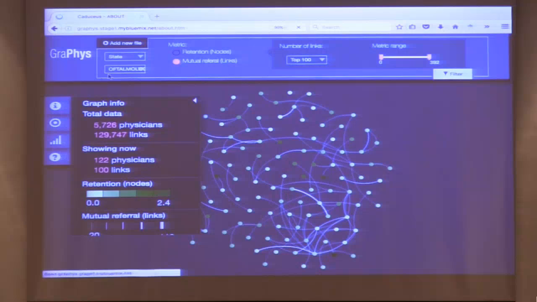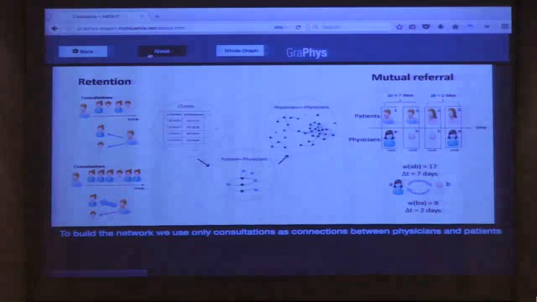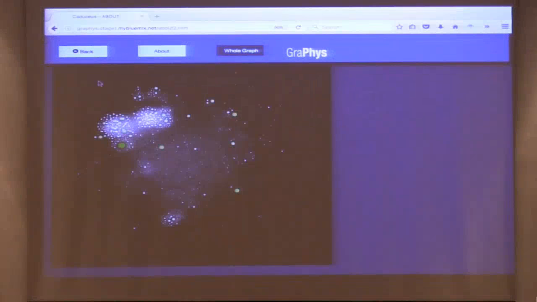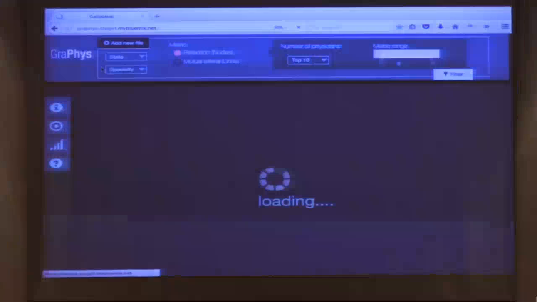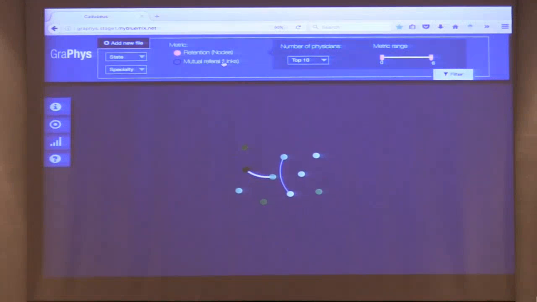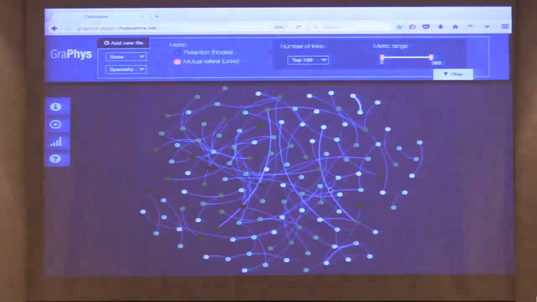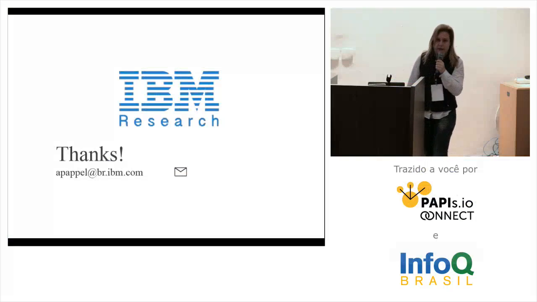And also here we have the visualization of the whole network. Here we can explore by state and other things too. So that's it. Thank you.